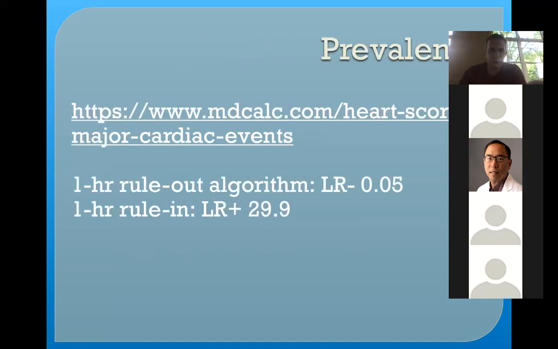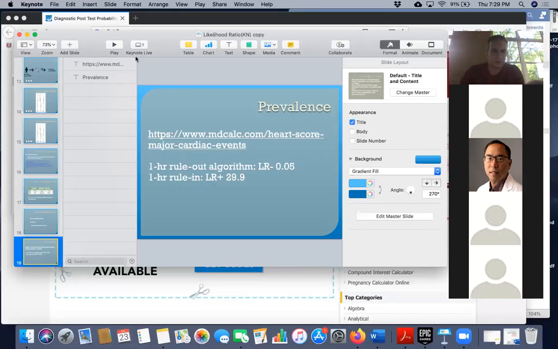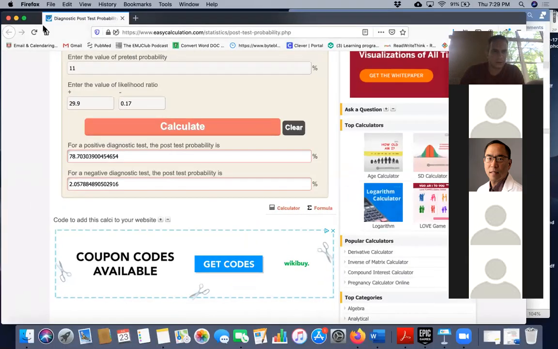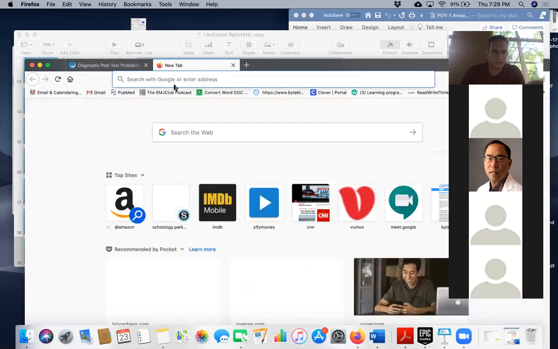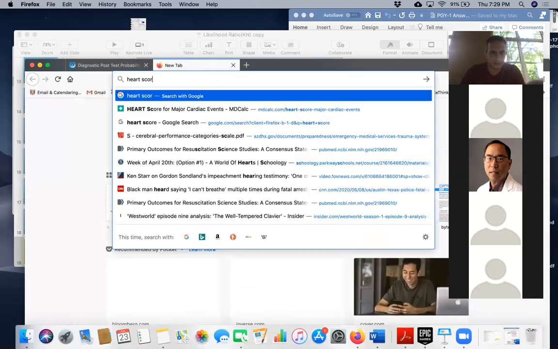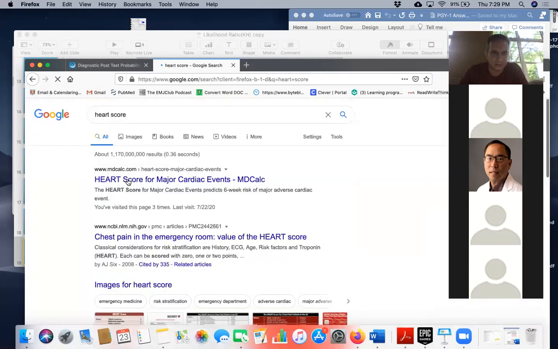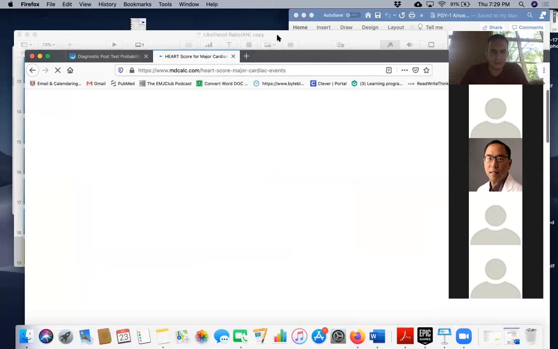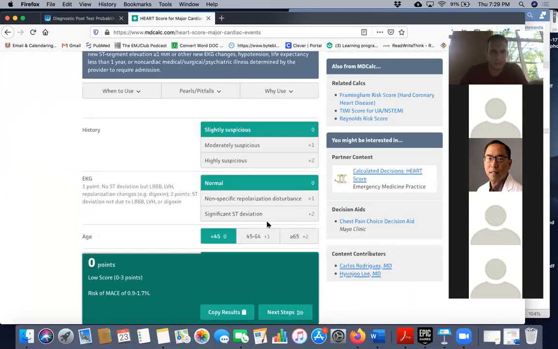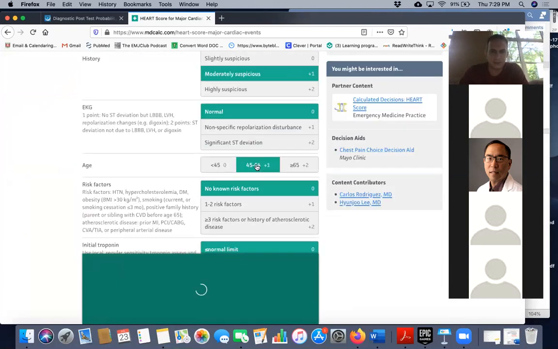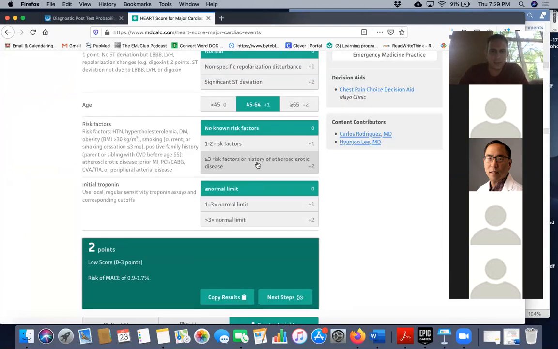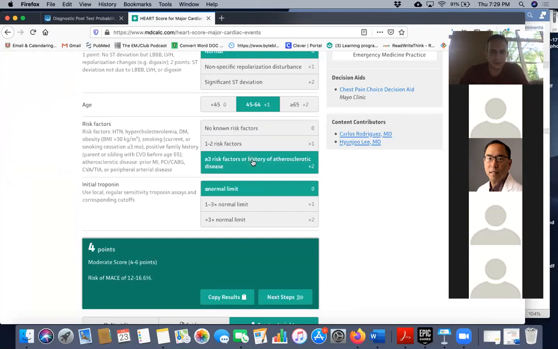So let's talk about our patient in our vignette. Pull up our HEART score calculator again here. I think I wrote in the vignette that the patient had a HEART score of 3, and someone pointed out it was actually probably 4 because they were moderately suspicious for disease, they were between 45 and 64, and they had greater than 3 risk factors. So a HEART score of 4, which puts them at a 12 to 16.6% risk.